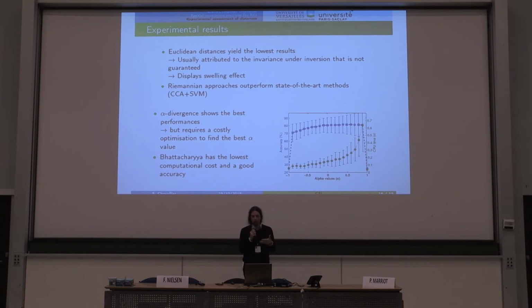Using this, two interesting facts come out. The first is that Euclidean distance yields the lowest results, certainly because invariance under inversion is not guaranteed, and also there is a swelling effect when using Euclidean distance. Another remarkable fact is that Riemannian approaches using any metric outperform the state-of-the-art method that uses canonical correlation analysis and support vector machine. One of the most efficient divergences is the alpha divergence, but it requires finding the optimal alpha value, and the Bhattacharyya has the lowest computational cost for the best accuracy.